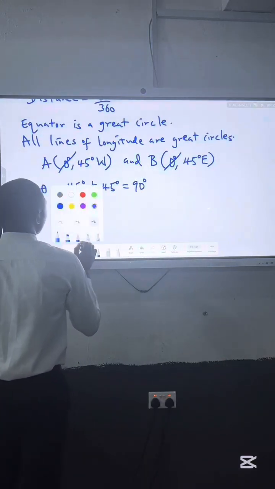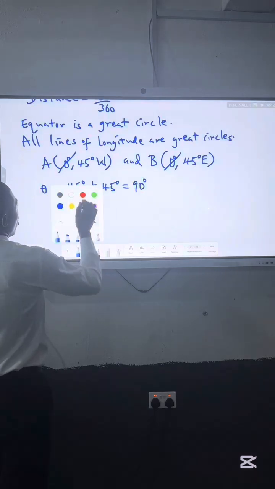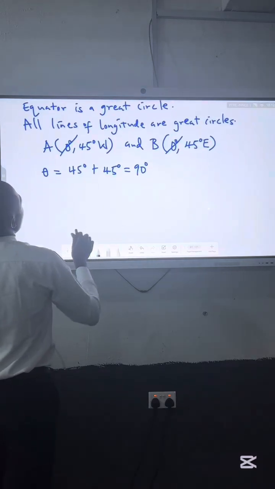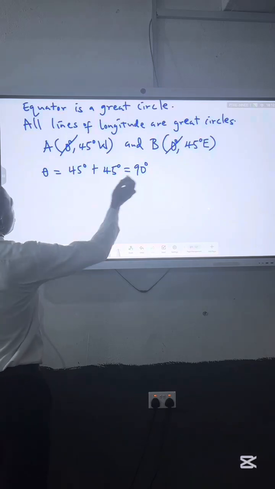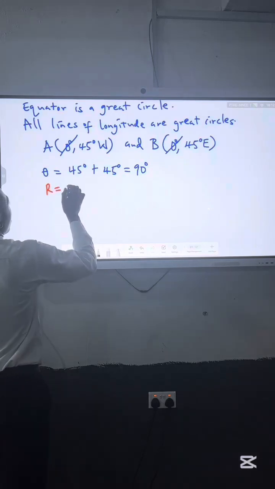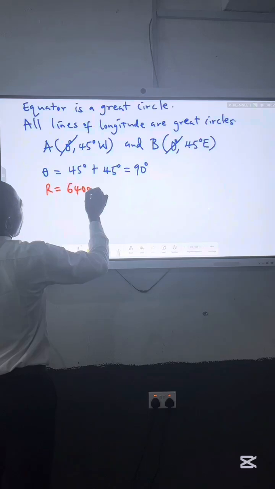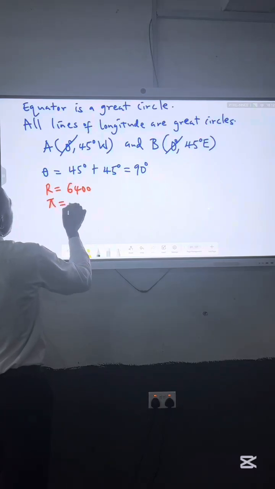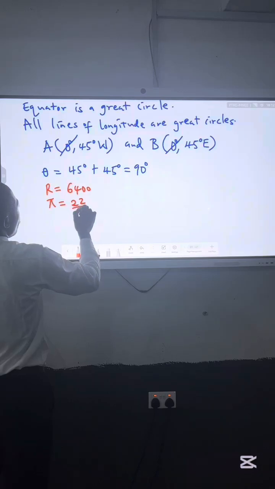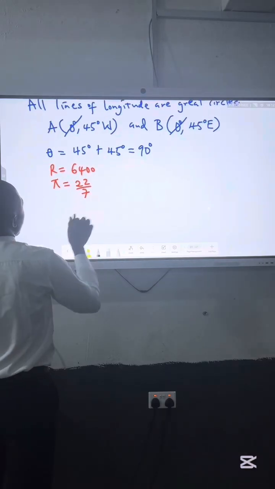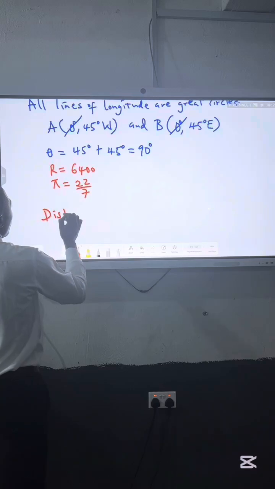Okay, now let's go. We have all that we need. So this is our theta. Capital letter R is what we call the radius of the earth. We have the value as 6,400. Then pi is given to us as 22/7. Now we can use the formula to finish up the work.